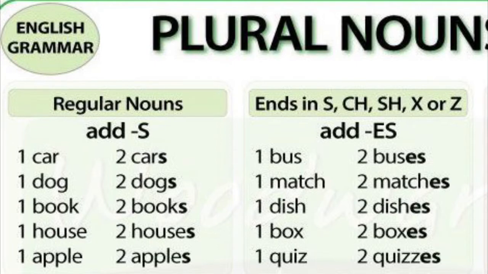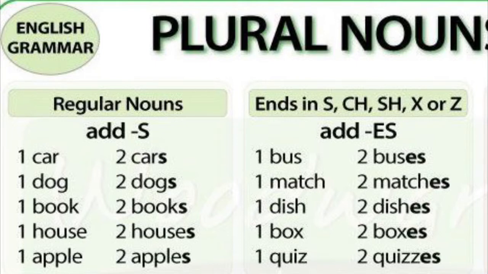First of all, the regular nouns. Plural numbers are usually formed by ending with s, like car, one car, two cars; one dog, two dogs; one book, two books; one house, two houses; one apple, two apples. So these are simple nouns which take s.